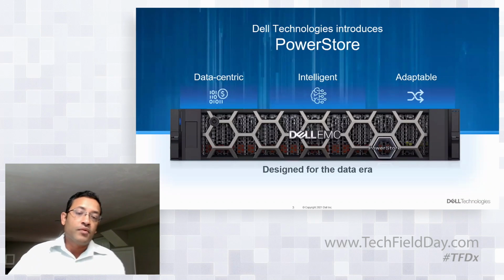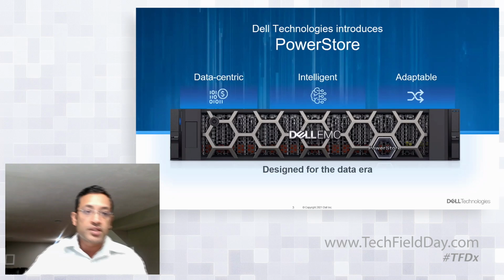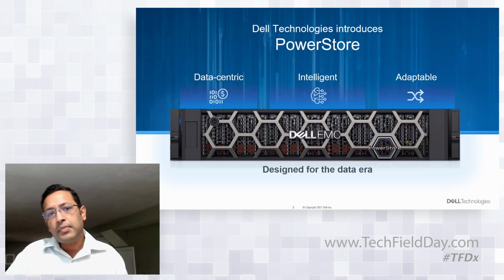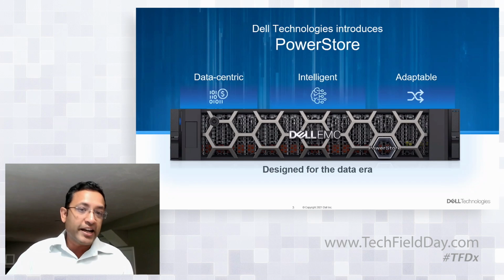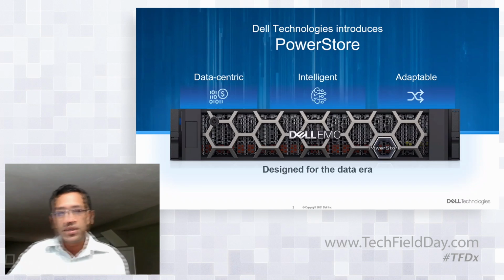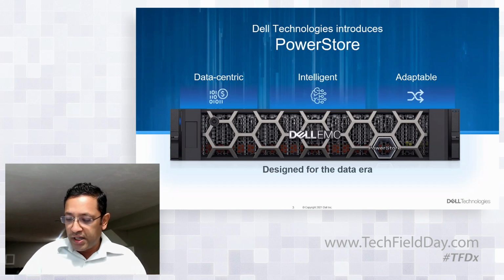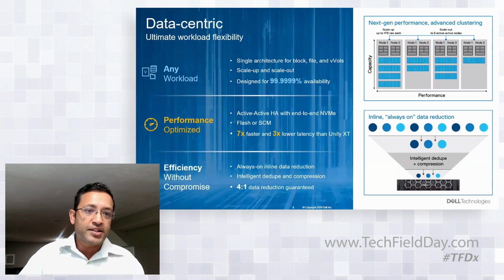And you will see that as part of the PowerStore story itself, right? So I'll be talking about the three pillars of the product: data-centric, intelligent, and adaptable. And we'll deep dive into each of these pillars, right? So the first one is data-centric. What do we mean by data-centric?